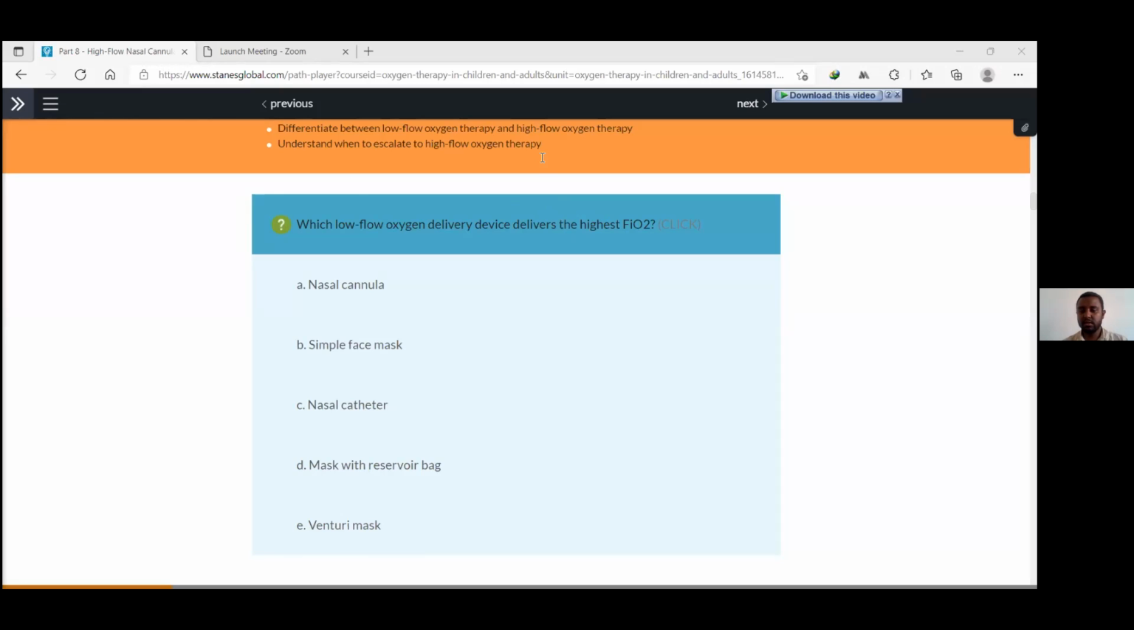Okay, nasal cannula, Venturi. Okay, someone said E in the chat box, and on the poll we have Venturi mask already leading by 67%. Okay, Atakliti said D, mask with reservoir bag. Okay. Macho said D, mask reservoir bag. Okay.